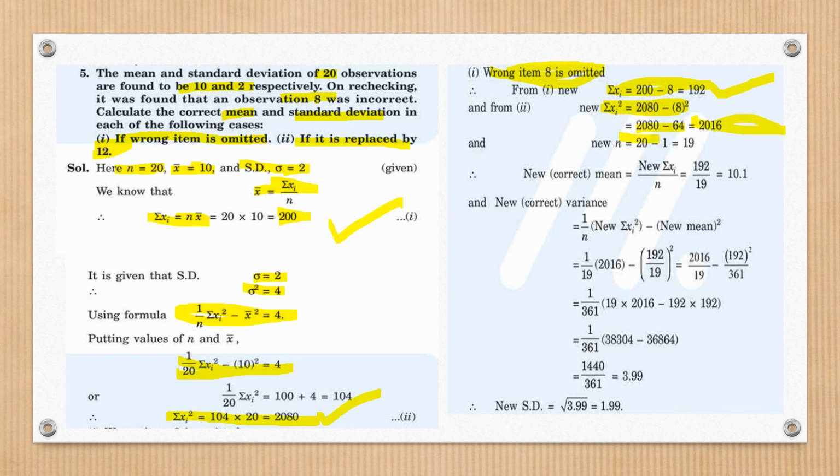And how many observations are there now? 19, not 20 but 19. This is the thing to be remembered. Now the correct mean will be the new sum divided by n. So the new sum 192 divided by 19 gives me 10.1. The variance is 1 upon n times new xi square minus new mean square, so 1 upon 19 times 2016 minus (192 by 19) square. This becomes 3.99, and the standard deviation will be the root of this, that is 1.99. So be careful while doing all these calculations.